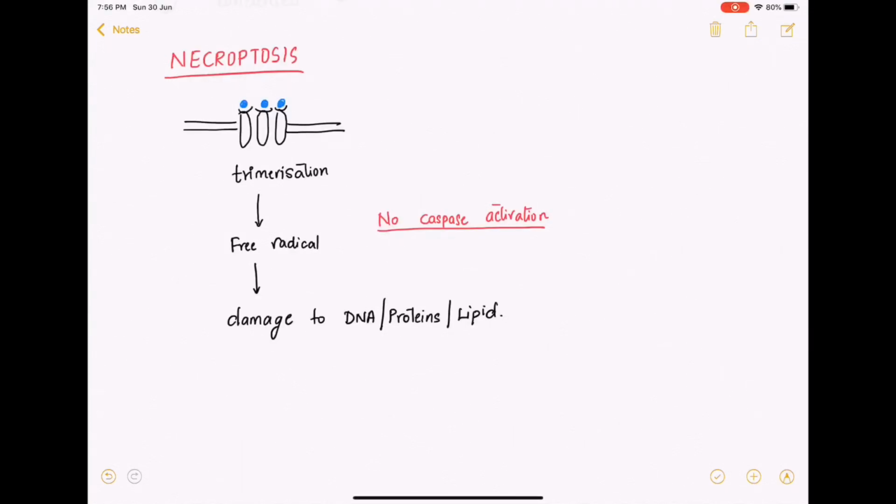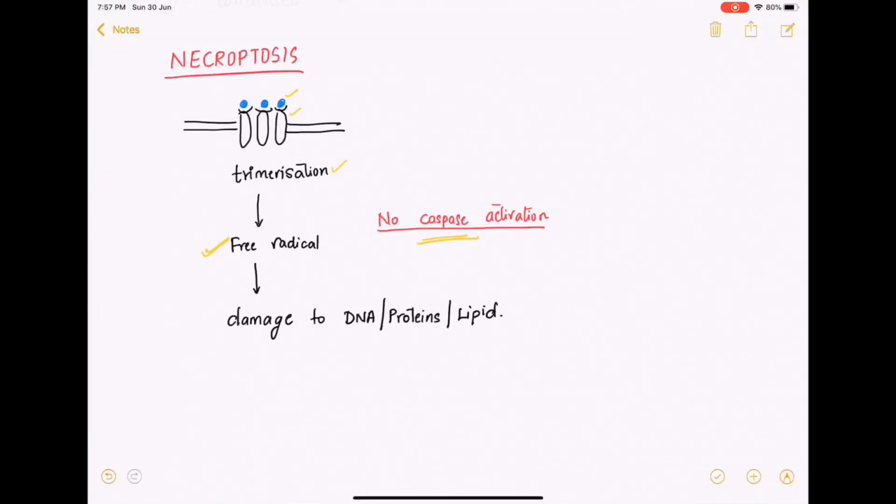Before we end our discussion about apoptosis, it's necessary that we talk about necroptosis and pyroptosis. So about necroptosis, it's a mixture of necrosis and apoptosis. How? It starts like how apoptosis starts. Here are the receptors, and here we have their ligands binding, which leads to trimerization. And this trimerization, in this condition, does not lead to caspase activation, but instead it causes free radical formation.